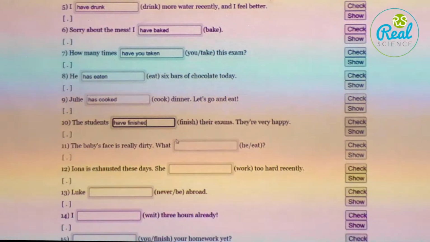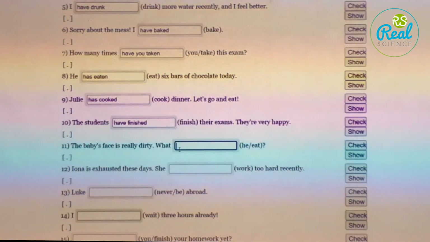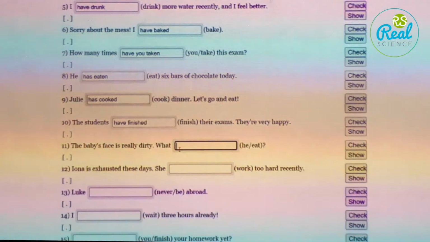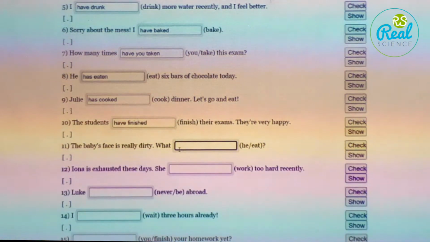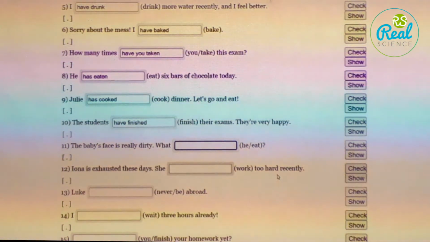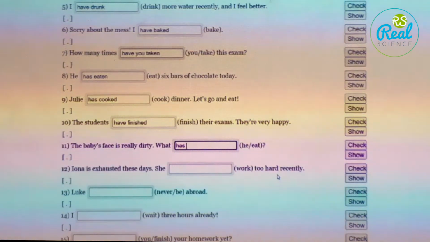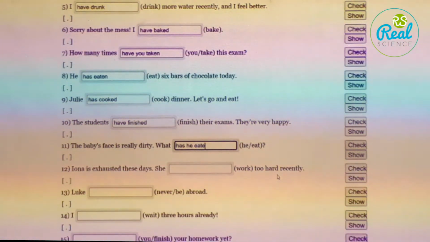Next one. Has he eaten? The baby's face is really dirty. So here we have the result. Yes, guys. He has eaten. Has he eaten? Okay, eaten. Nice.